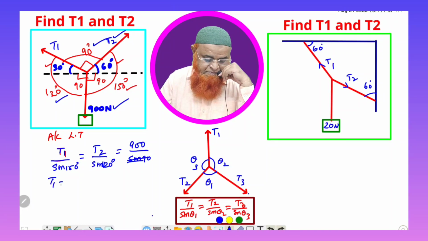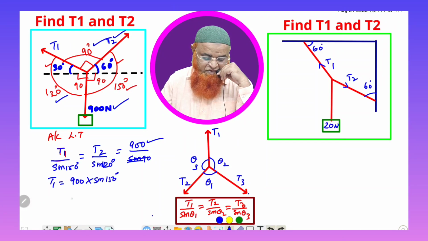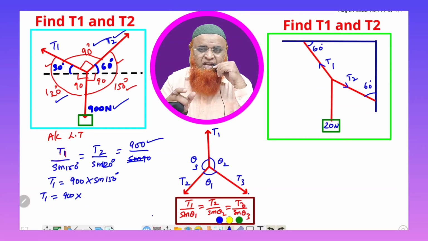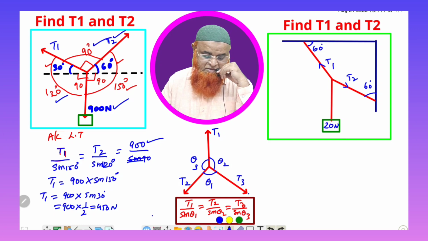So I am going to take T1 is equal to 900 into sin 150 degrees. How much is it going to be? Sin 150 can be taken as sin of 180 minus 30, which is sin 30 degrees. So there is 900 into sin 30, which is 1 by 2. What is your answer here? Half of 900 is going to be 450 newtons.